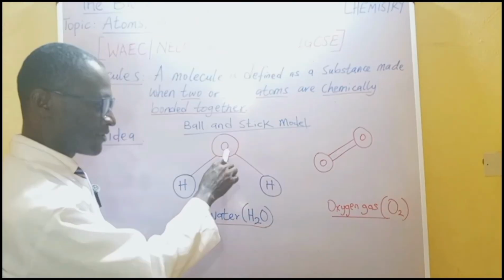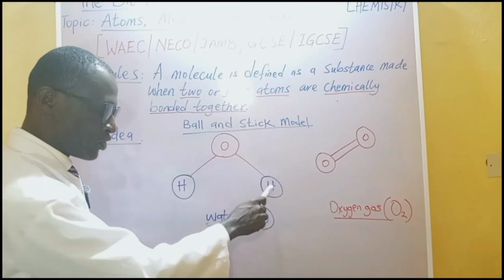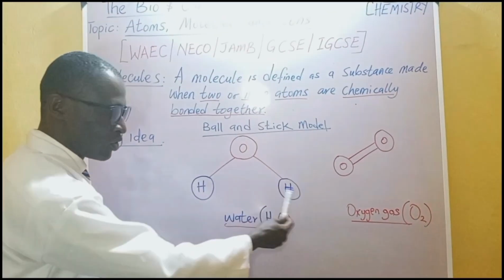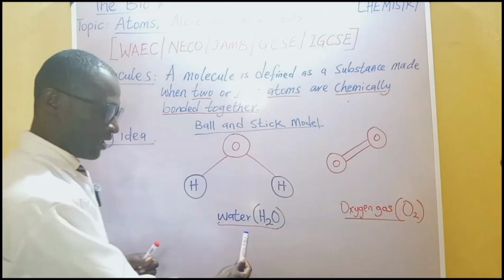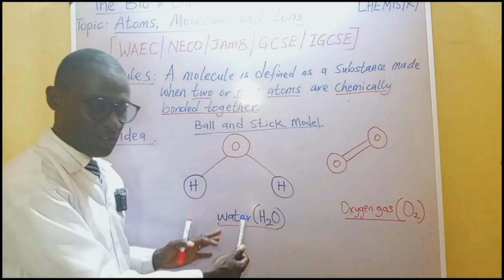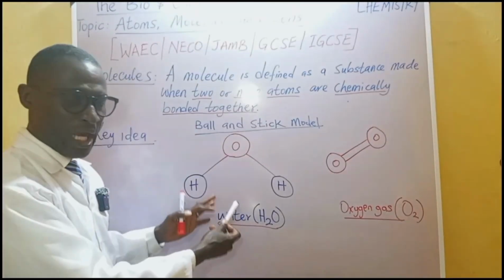So we have an oxygen atom here and we have hydrogen atoms here, 2 hydrogen atoms, and this is the bond. So oxygen is bonded to 2 atoms of hydrogen, and water is formed. So this is a molecule here. And remember that this is polyatomic. It is made up of more than 2 atoms here.